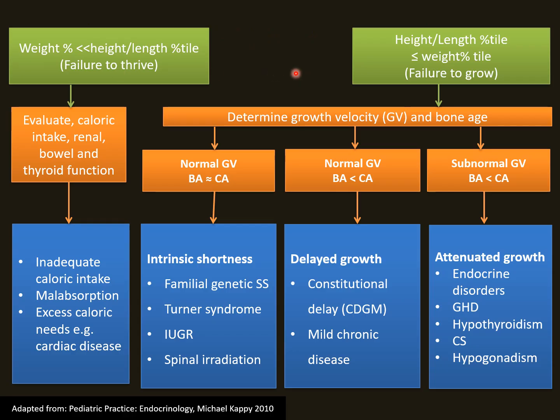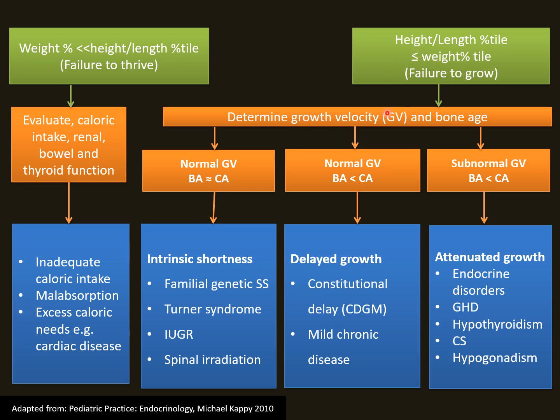This is an excellent diagram for approaching any child with a short stature. If the height or length is affected more than the weight, or the height and length is less than the weight, this is a failure to grow. And if the weight is less than the length, or the weight is affected more than the length, this is a failure to thrive. So when approaching any child with length or height affected more than the weight, this is a failure to grow.